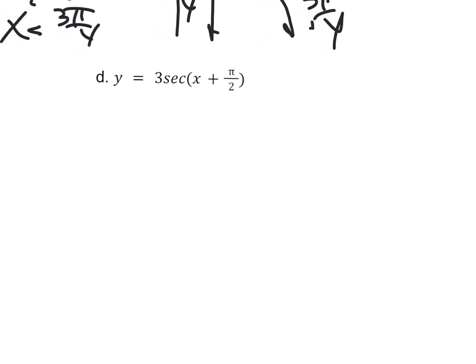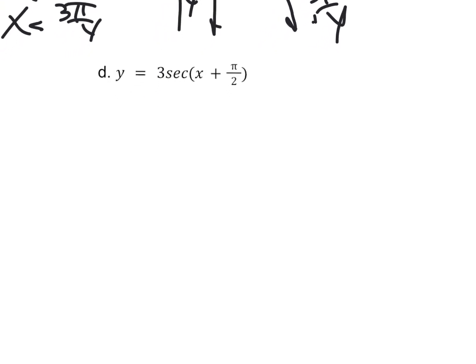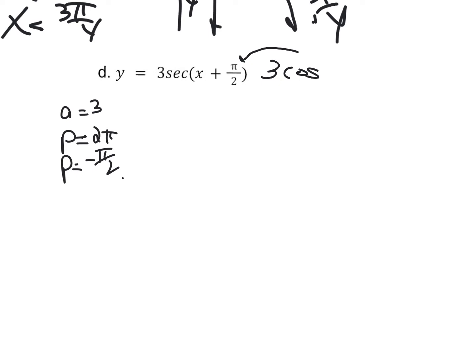Same thing on this one, except it's got more stuff, obviously. It's secant, so I'm really going to graph 3 cosine of x plus pi over 2. Let's just go through real quick. First of all, the amplitude is going to be 3. The period is 2 pi divided by b, which is just 2 pi this time. The phase shift, which it does have one, is negative pi over 2. Remember, phase shift is where you start your graph. So I'm going to start my graph at negative pi over 2. Know that for a fact.